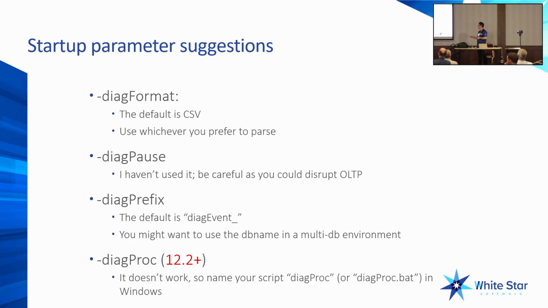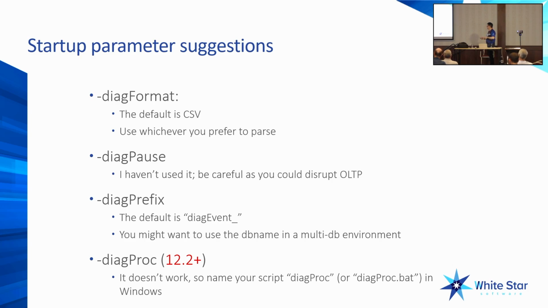The prefix that we saw in the directory names, diag event underscore, that's just making your path that much longer. You might want a shorter prefix, or you might want something that's meaningful to you. Perhaps if it was, again, a federated environment, you might want your logical database name as the prefix. You don't have to, because you've got the database name in the file, but if you wanted just to be able to scan the directory and see which one was the culprit this time, that might be helpful.